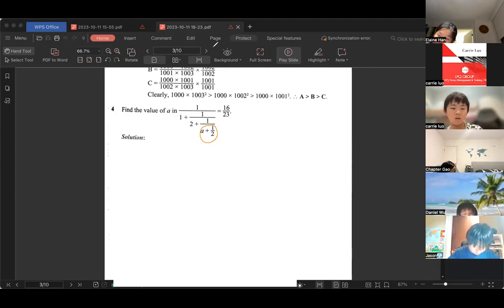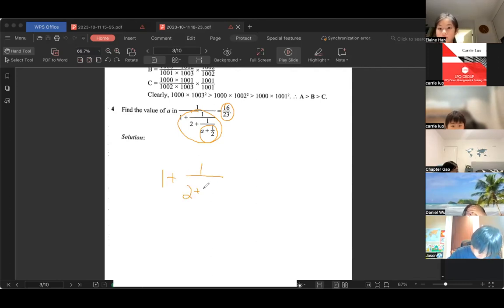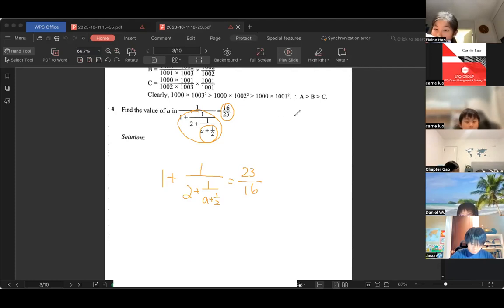Everybody, if I have 1 over x, sorry, 1 over x equals 16 over 23. Is that true that 1 plus 1 over 2 plus 1 over a plus half equals 23 over 16? Did you get it, Oliver and Chopper? Get it? Because 1 over x equals 3 over 4, then x equals 4 over 3, right?